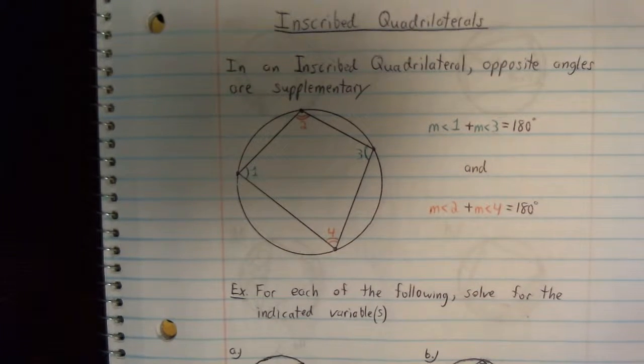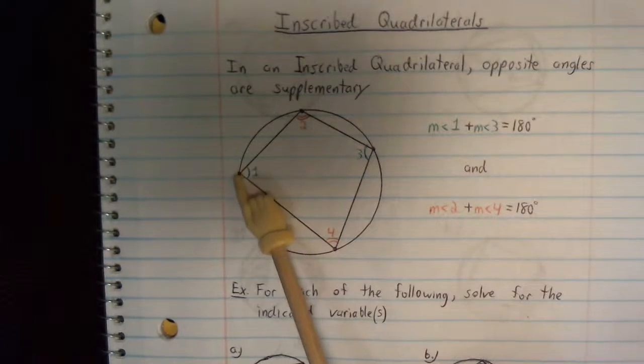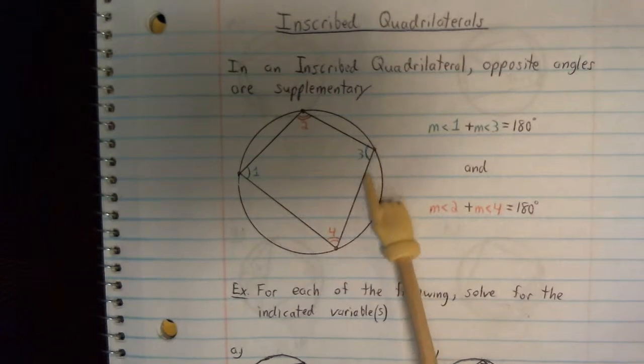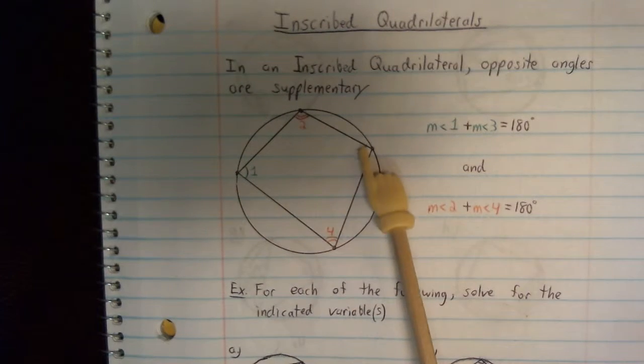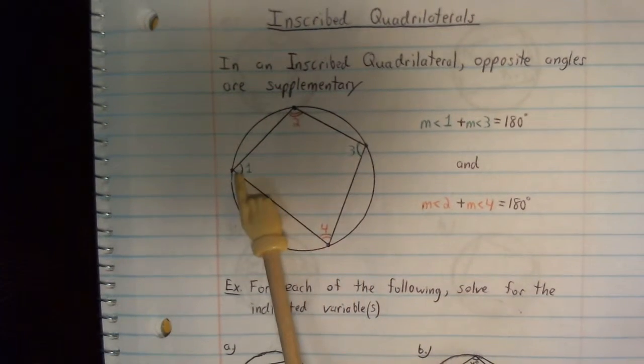Welcome back, everyone. We're going to be talking about inscribed quadrilaterals today. You can find the definition for that on the website, but real quick, an inscribed quadrilateral is a quadrilateral whose vertices are all located on a circle. So here you can see that I have a quadrilateral, which has four sides. Each of the vertices is intersecting a circle. That's exactly what we're looking for.